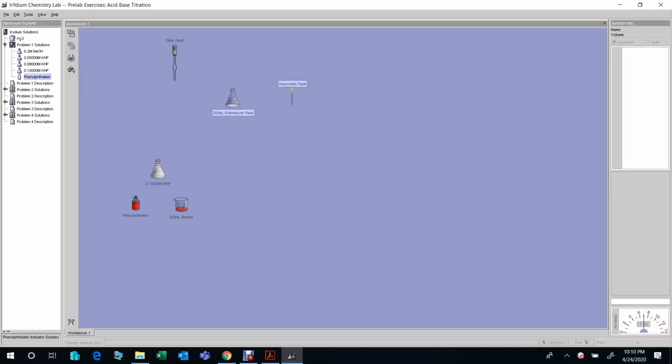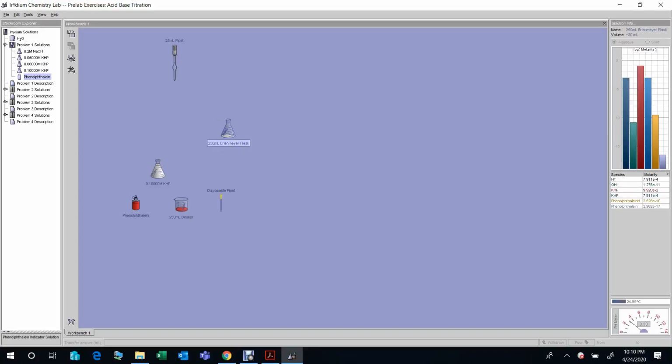So this is confirmed as we click the container. You see, as we click, we can see the information. It has KHP, it has indicator, and then we can rename it. We can name it 25.00 milliliter, 0.10000 KHP plus indicator. We have all the information, and then we click.